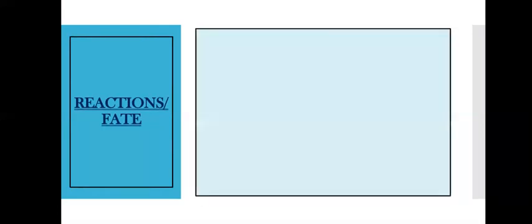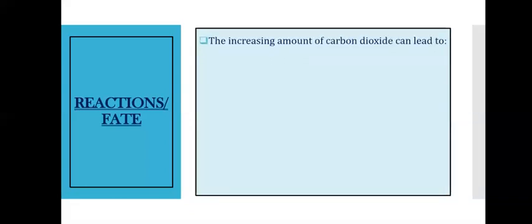And that is, we talk about the reactions, the fate with respect to carbon dioxide. The increasing amount of carbon dioxide can lead to, number one, increase in the Earth's temperature. The Earth's surface temperature is going to increase with the increase in the level of carbon dioxide. Now, how exactly, I'm going to explain to you in the later part of this presentation.